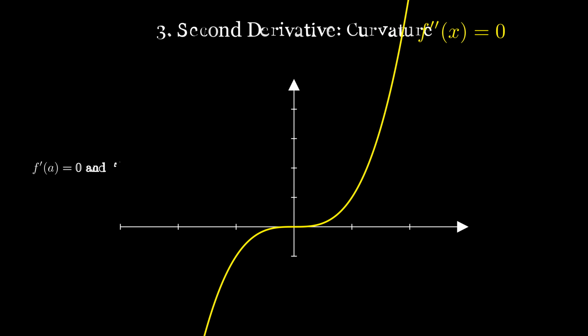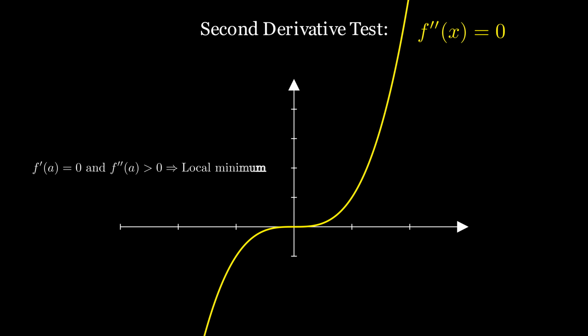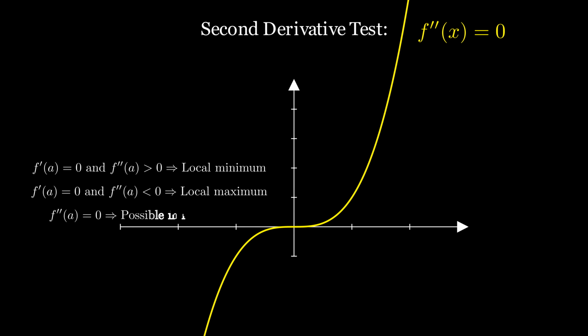The second derivative test helps identify maxima and minima. If f prime is 0 and f double prime is positive, we have a local minimum. If f prime is 0 and f double prime is negative, it's a local maximum. When f double prime is 0, we may have an inflection point.